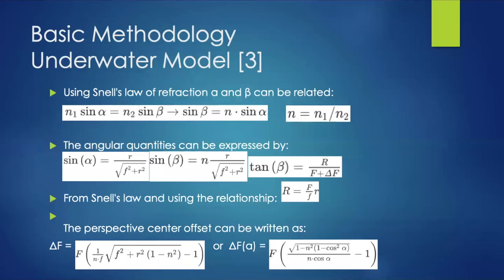Using Snell's law of refraction, alpha and beta can be related using this equation shown below. The angular quantities can then be expressed by these three relations. From Snell's law and using the relationships above, R can be modeled as this. The perspective center offset can now be written as a constant shown on the bottom left, or as a product of the angle of refraction shown on the bottom right.